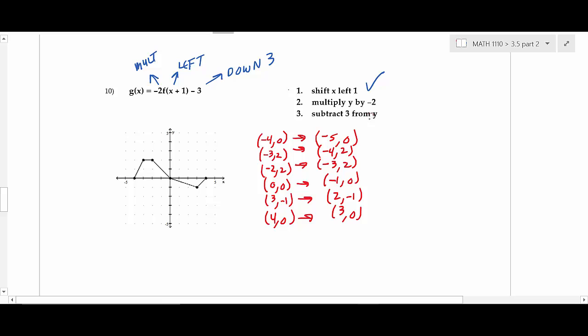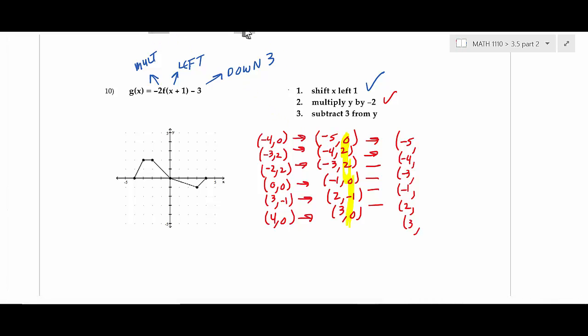Then I'm going to multiply all the y's by -2. So the x's are set, they're not going to change. What you want to do is take the y values here and multiply them by -2. That'll cause it to stretch and reflect. So 0 times -2 is still 0. 2 times -2 is -4. 2 times -2 is -4 there. 0 times -2 is 0. -1 times -2 is +2. And then 0 times -2 is 0 like that.